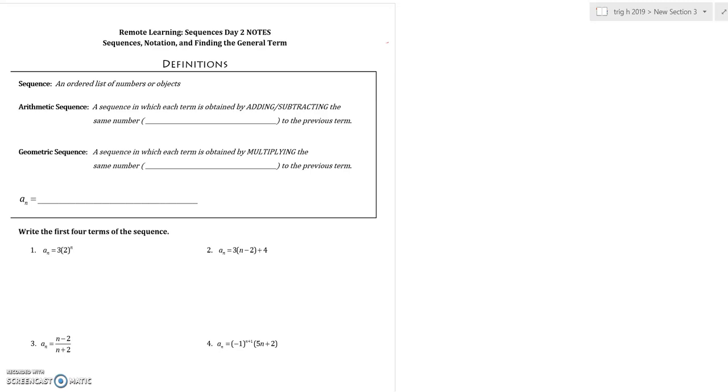Hi, Trigoners. So right now we're going to do notes for day 2 of sequences. And we're going to start by looking at some definitions.